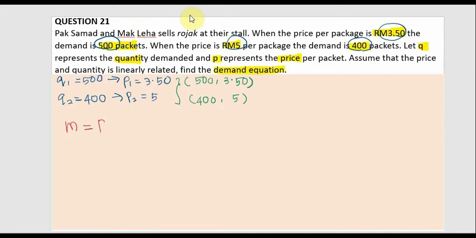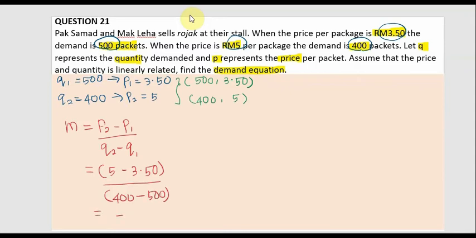Okay, by using P2 minus P1 divide by Q2 minus Q1. So, you dapat di sini 5 minus 3.5 and divide by 400 minus 500. So, what is your final answer? Negative 0.015. Okay. Langkah yang seterusnya, okay, kita menggunakan P equals to MQ plus C.